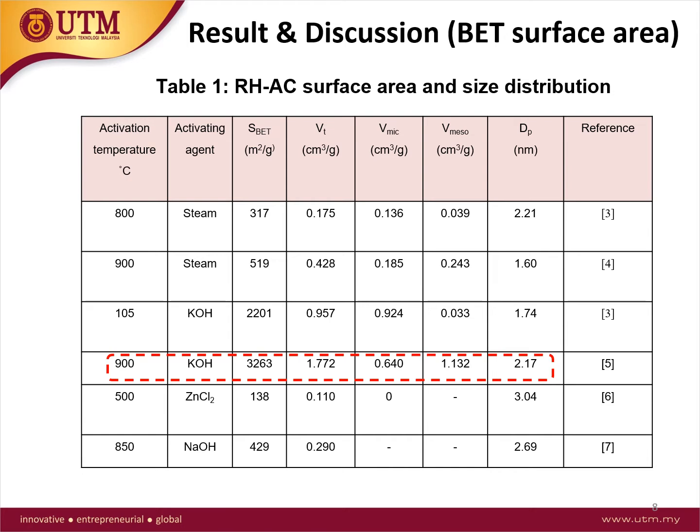As for zinc chloride, we can see that the surface area is the lowest among the other activating agents. It's because of the presence of silica that prevents the penetration of zinc chloride into the carbon during the activation. To avoid this, it's suggested that the process undergo pre-treatment to remove silica content by doing acid leaching or basic leaching.